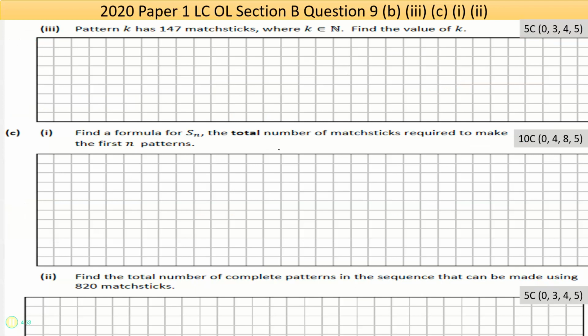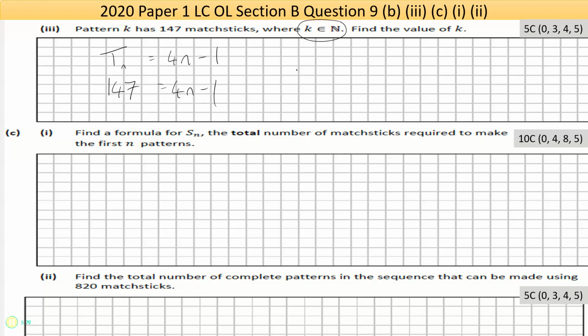Now the next one, part B, part 3. It says pattern K has 147 matchsticks. Now it says k is an element of N. It doesn't mean much, it just means k is going to be a positive number. Find k. So now we know that t of n is equal to 4n minus 1. Now we don't know what n is, but we know that t of n is 147. So once you make that realization and put it in, this is an equation of one unknown.